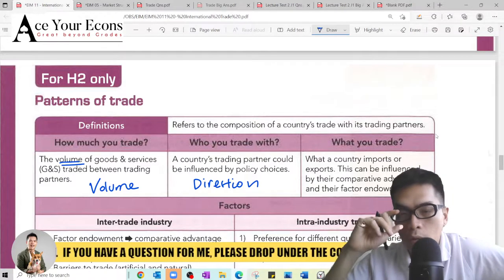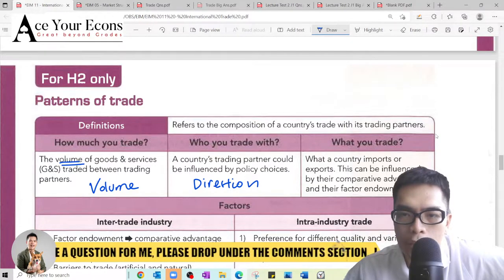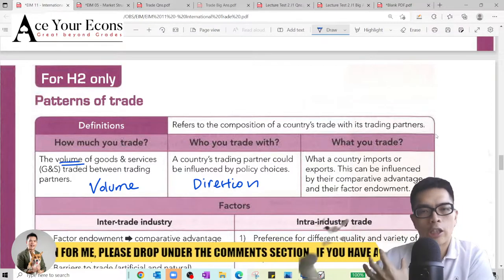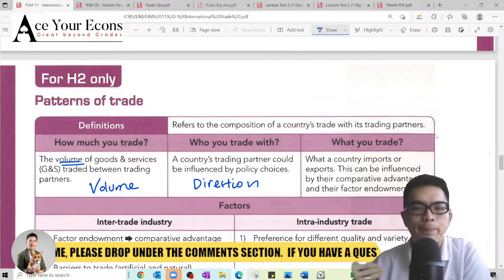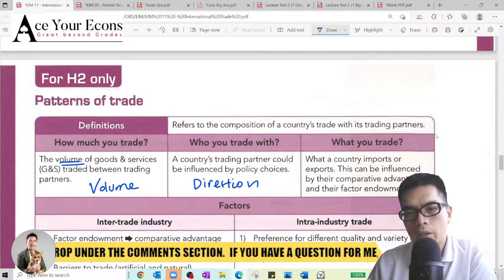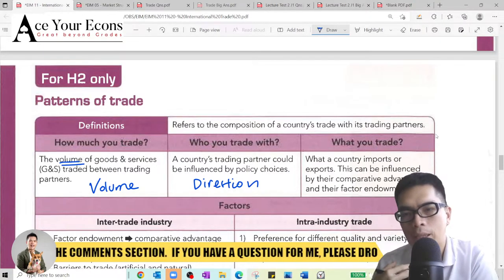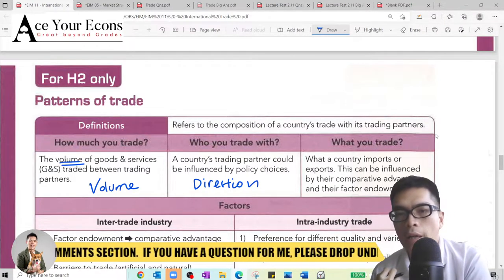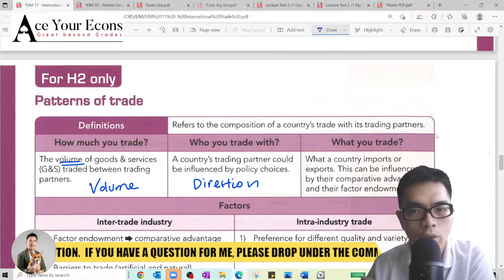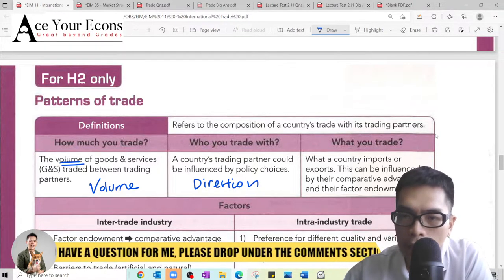And the last one is the most important one: what you trade. A country imports and exports. The volume itself only tells you how much, but it doesn't tell you what the exports consist of and what the imports consist of. If we are engaging in trade with Malaysia, the bulk of our imports come in the form of food. And the bulk of the exports that we send to Malaysia, I don't know, seriously, but I do know that we import a lot of food from them. So the keyword here is composition.